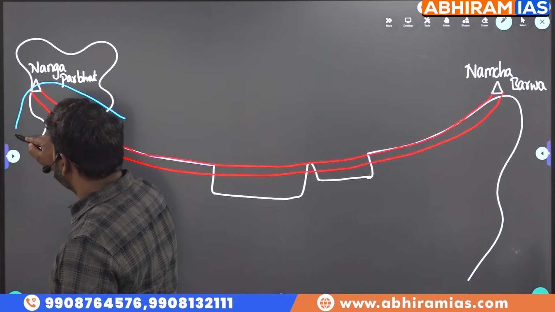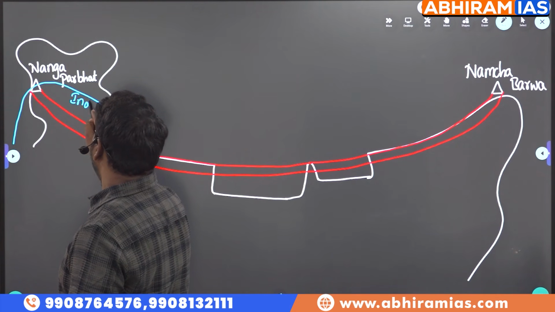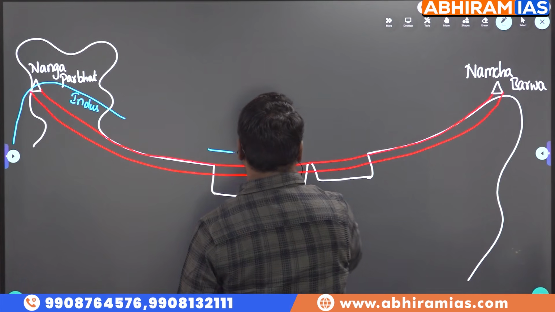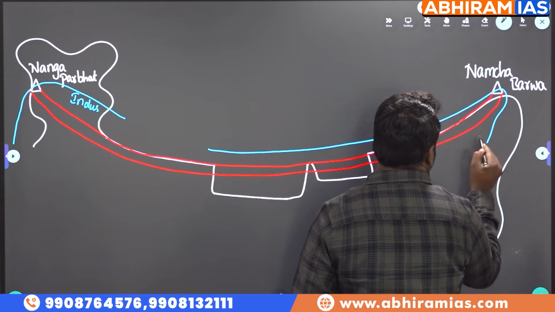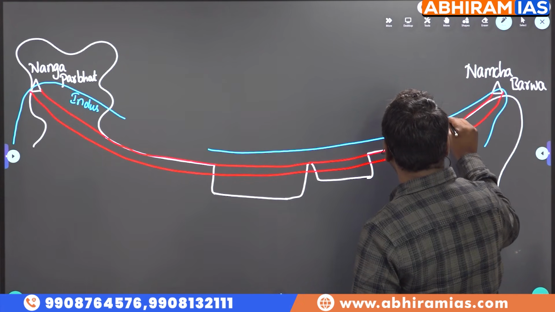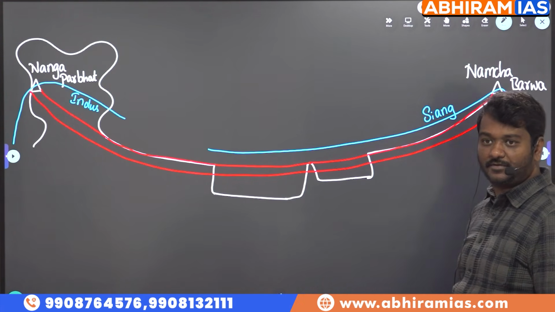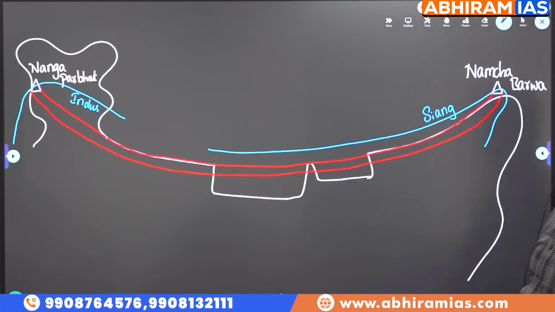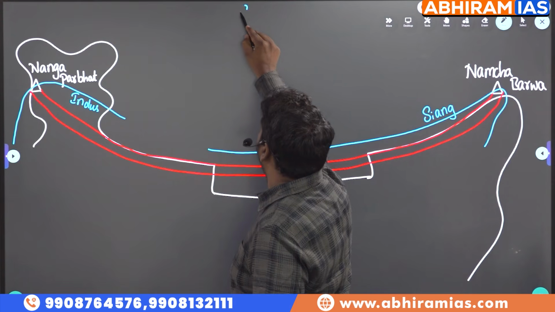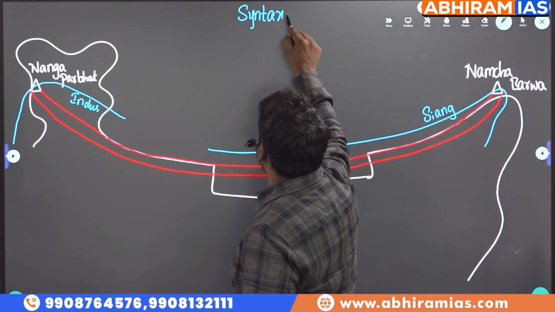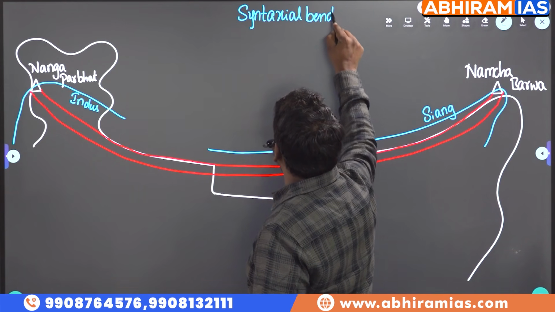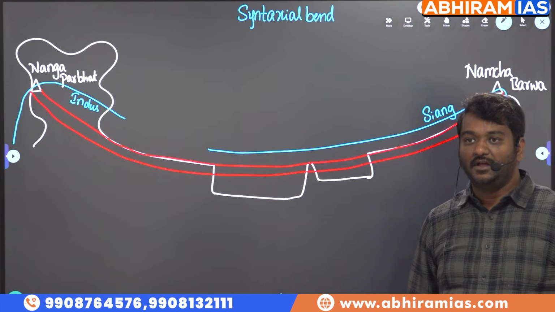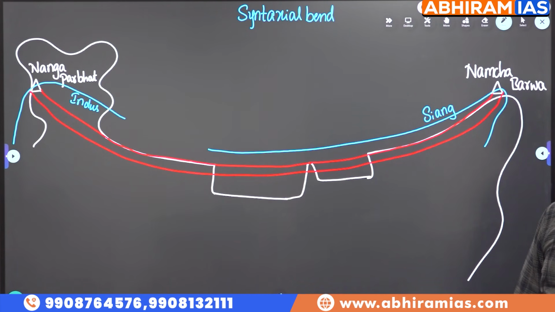A river will flow like this. Which river is this? Indus. This river is Siang River or Brahmaputra River. Okay, so guys, Greater Himalayas is from Indus to Brahmaputra, Indus to Siang. Okay, and then can you see the bend it is making? The bend is actually called syntaxial bend. Any river which bends like this, it is called syntaxial bend. Which two rivers are making syntaxial bend? Indus and Brahmaputra.